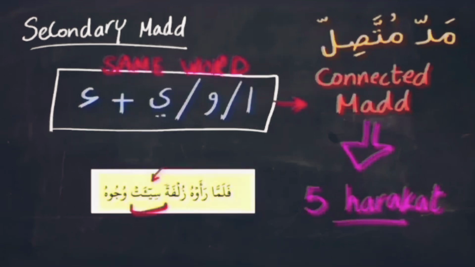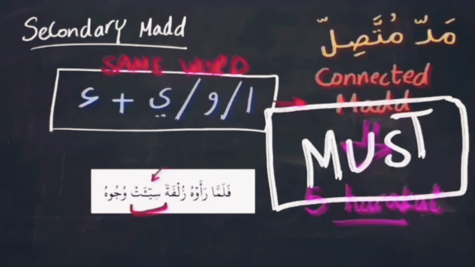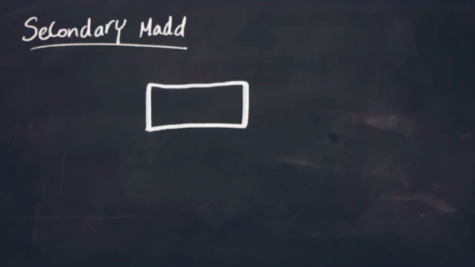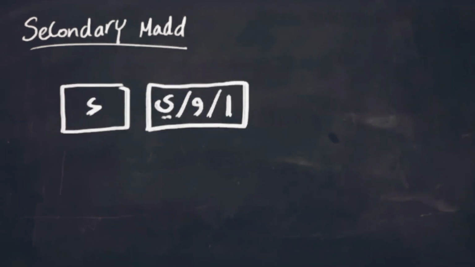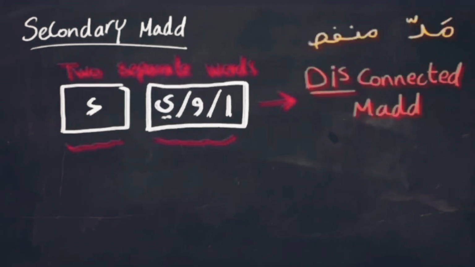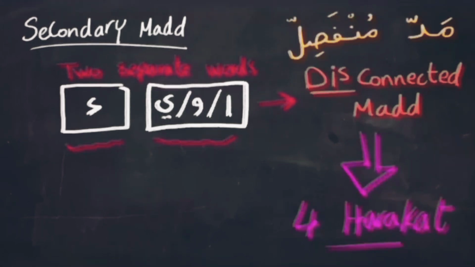سيئت وجوه. And this type of med is a must. You cannot skip it. But if the long vowel and hamza are not in the same word, we call it a disconnected med, med munfasil. And this med gets 4 harakat, like in this example.